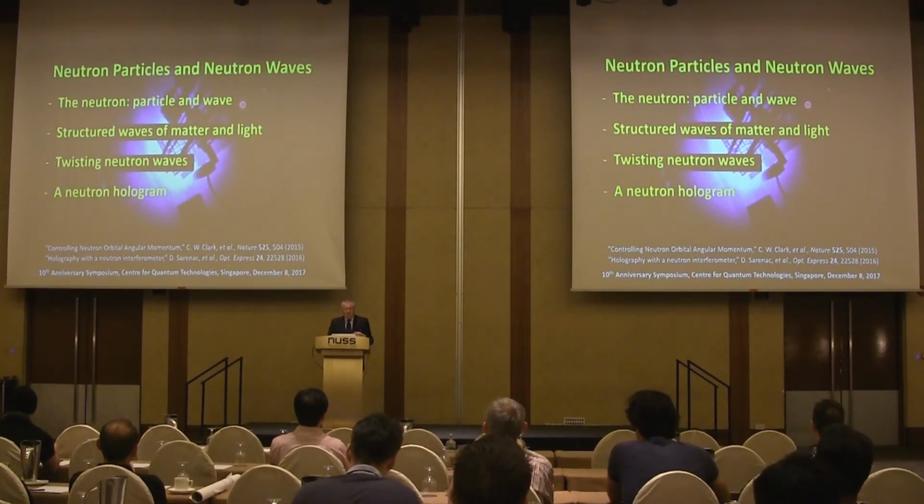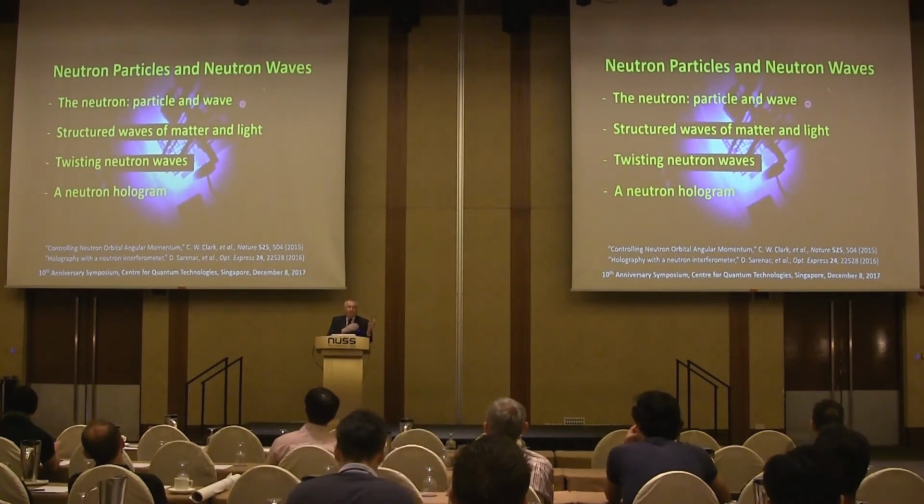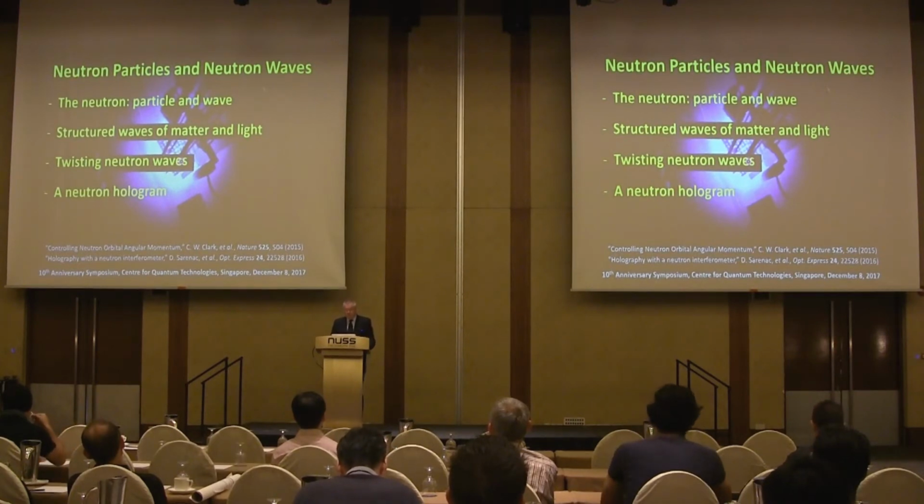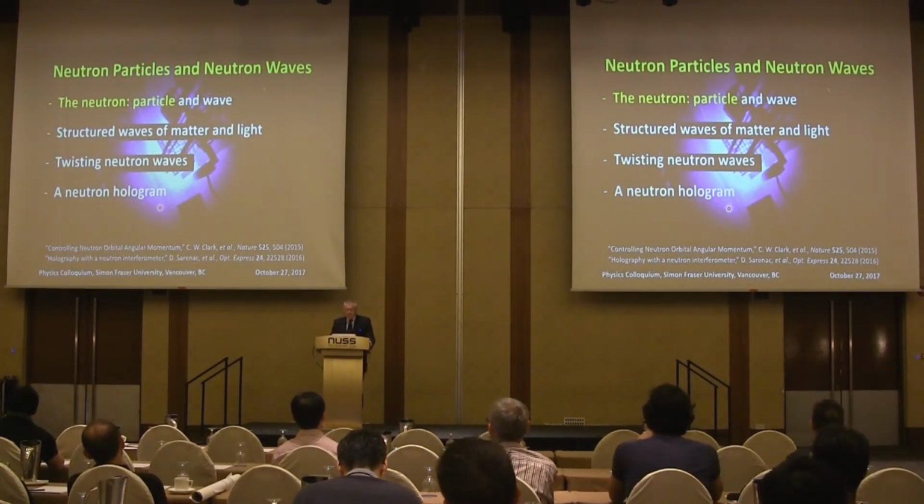I'm going to describe its quantum nature, both as a particle and in its wave properties. I will show how those can be cast in ways that are now being studied within the so-called structured waves of matter and light. You may know this field under the name of orbital angular momentum. I'll show you how that orbital angular momentum is imparted to neutron waves and show you some recent results in making a hologram using neutron radiation.